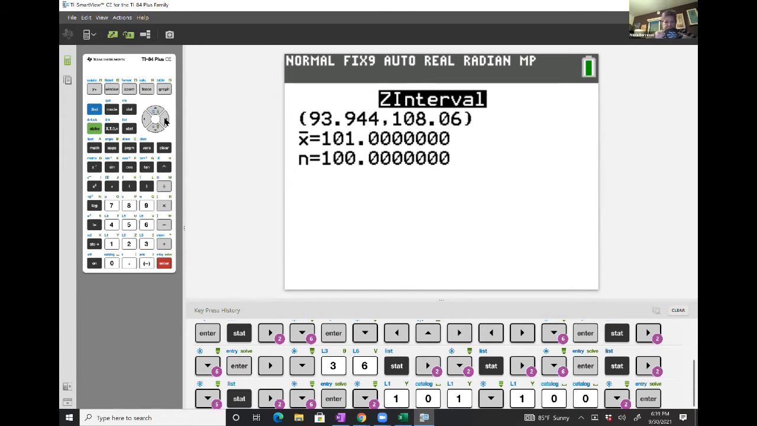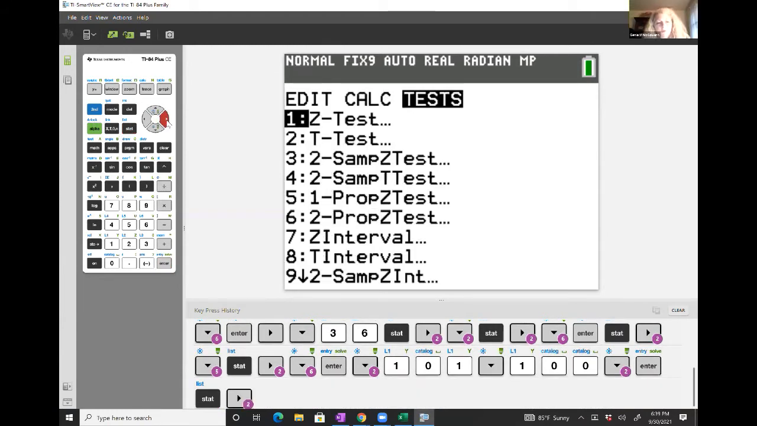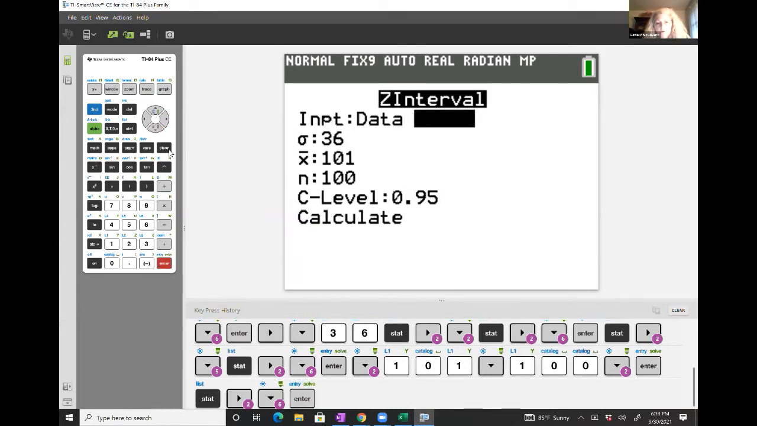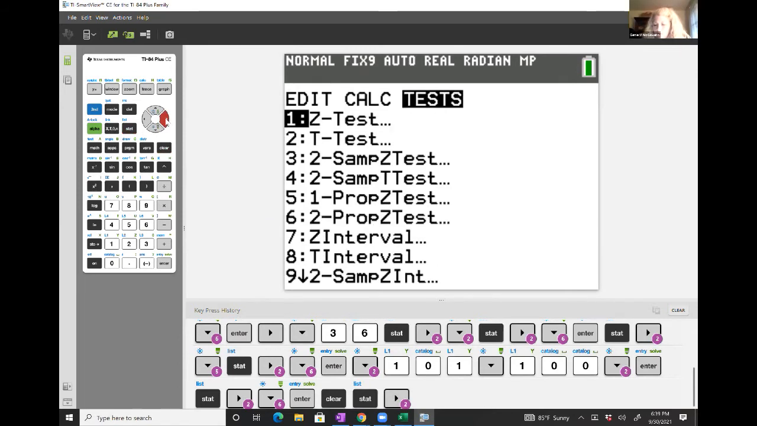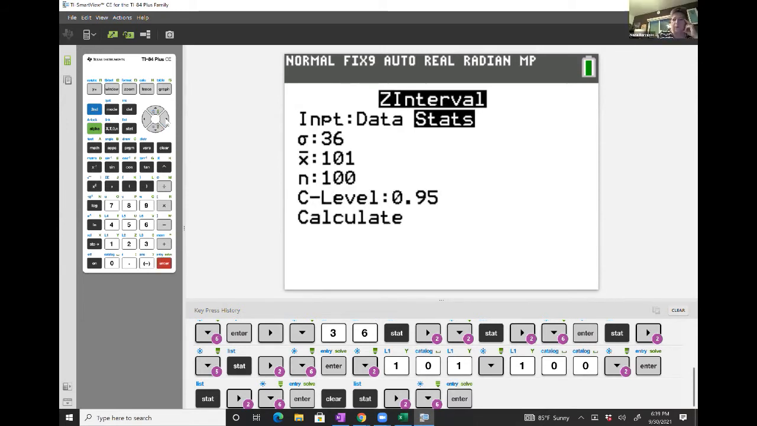I got something different. 93.944 and 108.06. That's what I got. Let me see what happened. I put the 1.96 in at the confidence level. We don't have to do that. Use 0.95. Use the same one you are. You don't have to put in 1.96. The sample mean is 101. Okay, so look at my numbers.